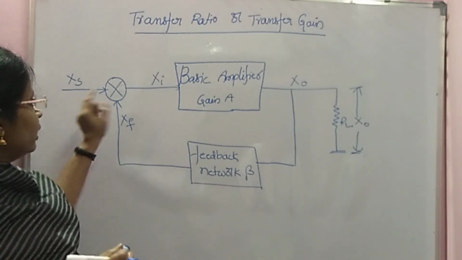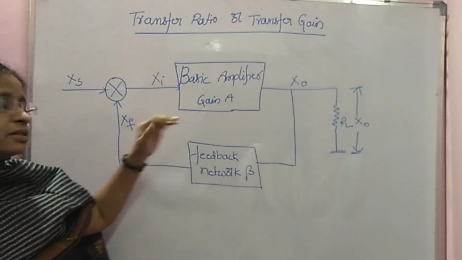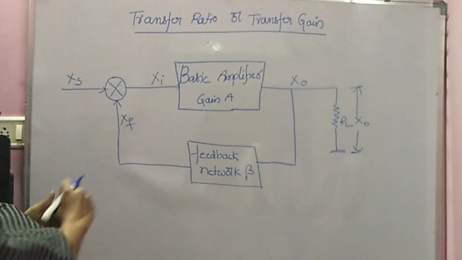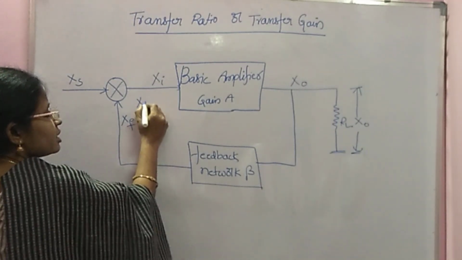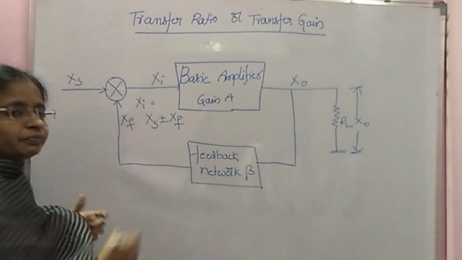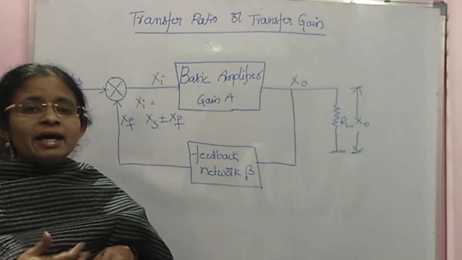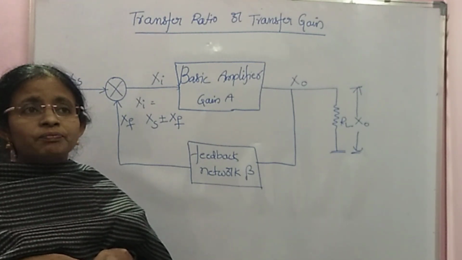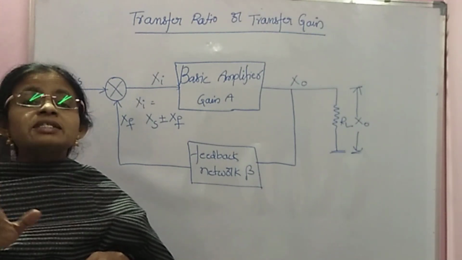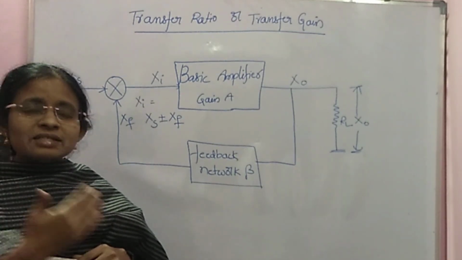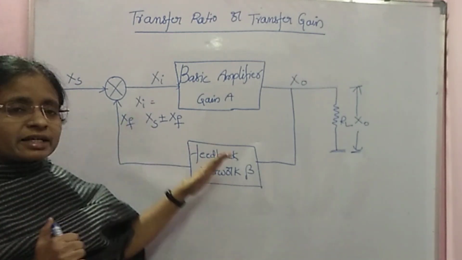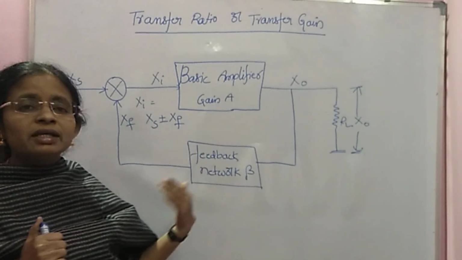Okay. So see here, Xi is the output of your mixer. This mixer is mixing Xs and Xf. So the Xi expression is Xi equals Xs plus or minus Xf. In the last class, I told you that the feedback is of two types, positive feedback and negative feedback, depending on the phases of your Xs and Xf. If Xs and Xf are in same phase, then the feedback is said to be positive feedback. And if Xs and Xf are in opposite phase, the feedback is said to be negative.